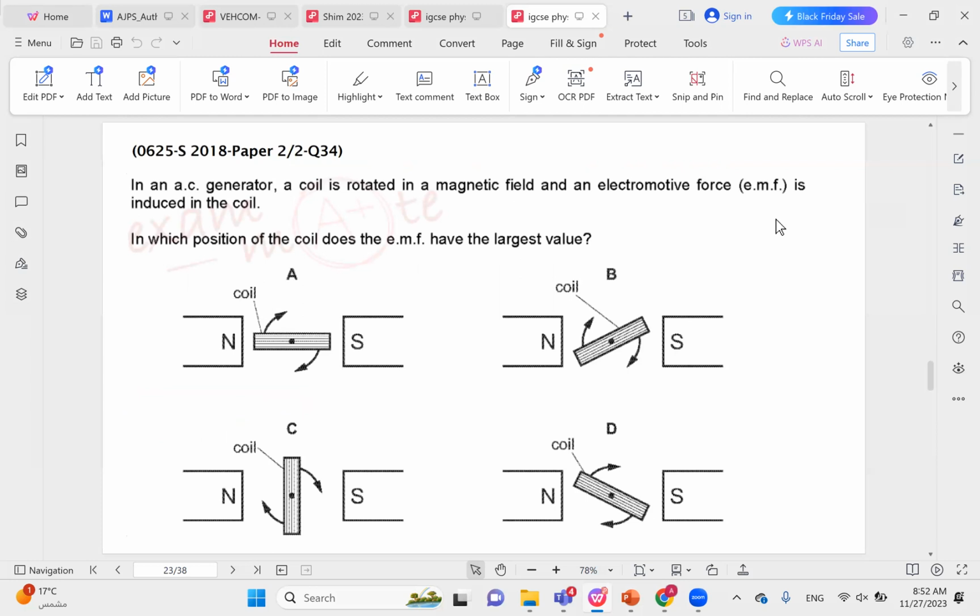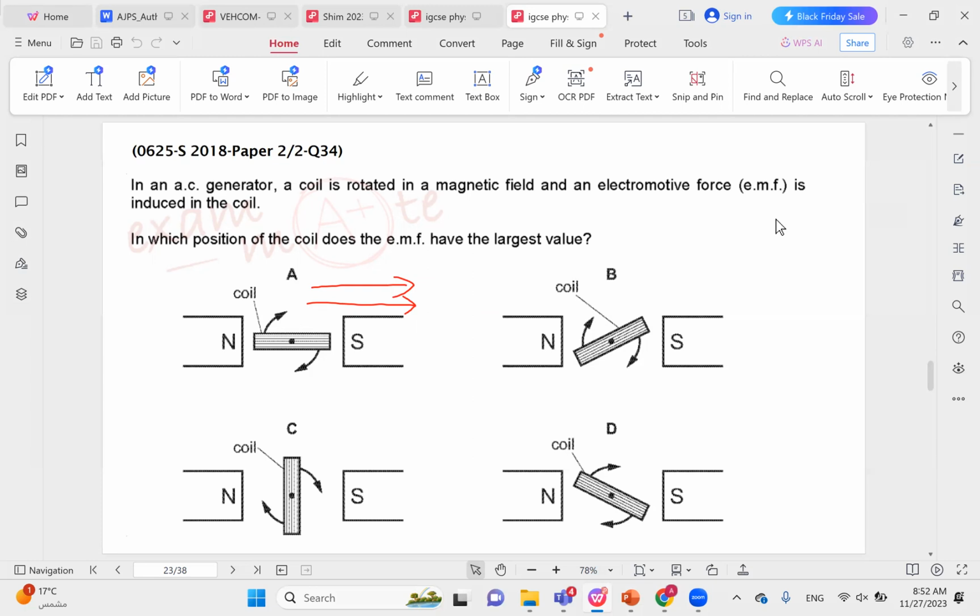In an AC generator, a coil is rotated in a magnetic field and an EMF is induced in the coil. In which position of the coil does the EMF have the largest value? This is something you need to understand. The magnetic field lines are going from N to S as such. For the greatest induction, you need the coil to be cutting across the magnetic field lines perpendicularly. So when does that happen?